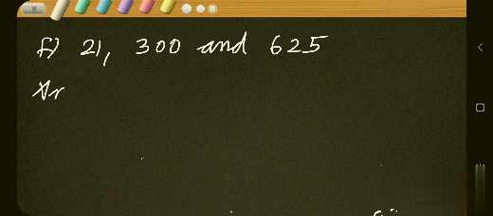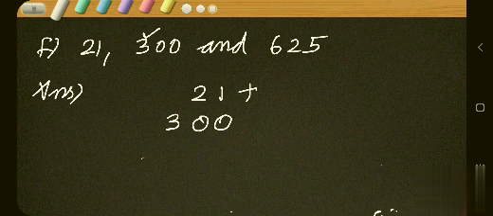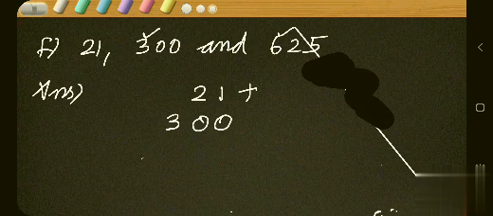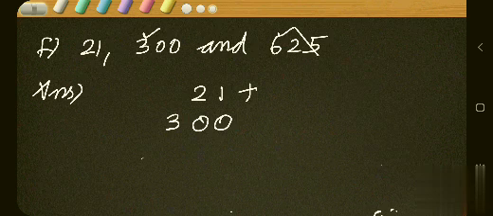Okay, let's try to do the answer. First number is what? Yes, first number is 21 plus. And in 300, 3 is in which place? Yes, 3 is in 100 place. So we should write the number 3 on which place? Yes, 100 place. So 3, 0, 0. Okay. And in 625, again the same. 6 is in which place? Yes, 100 place. So 6, 2, 5. Isn't it? 0 can be written in the blank space.